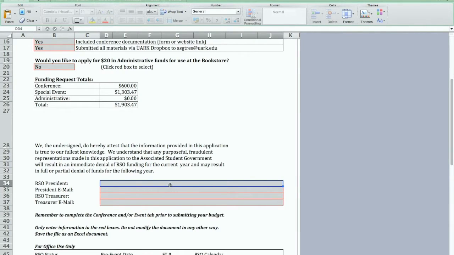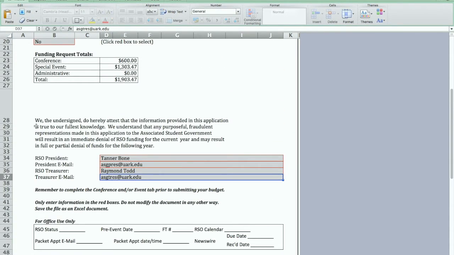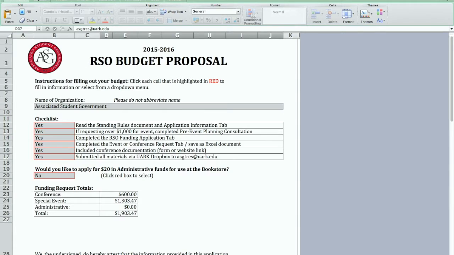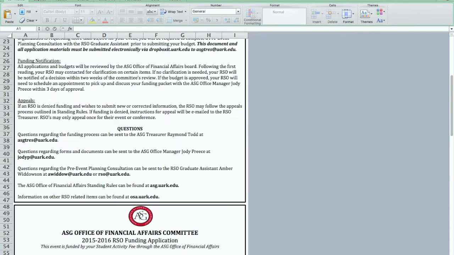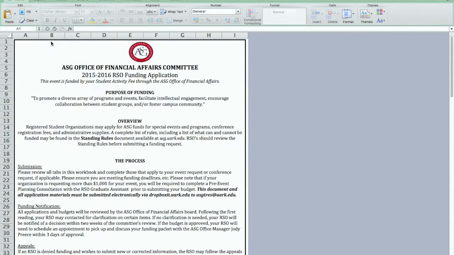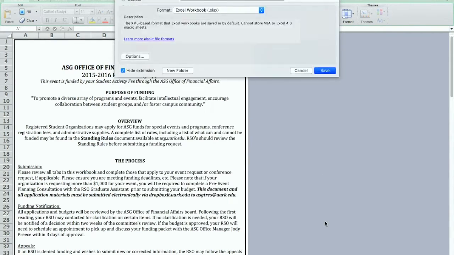So the ASG president currently, Tanner Bone, his email is asgprez@uark.edu, and then treasurer. So you're going to want to fill this information out so that we can be contacting the correct people with any follow-up questions or concerns we have with the budget. So after all of this is done, you're going to want to save the document. Go ahead and save this, save as, and we're going to put ASG funding proposal. Doesn't really matter what the name is, just go ahead and save it.